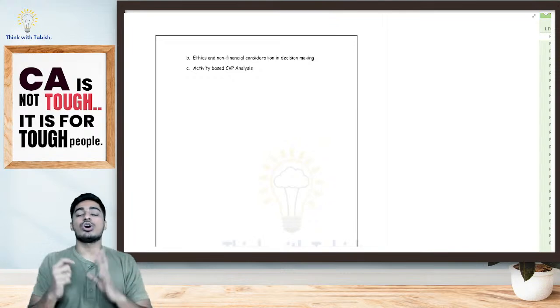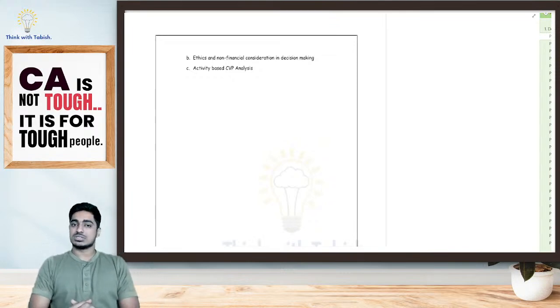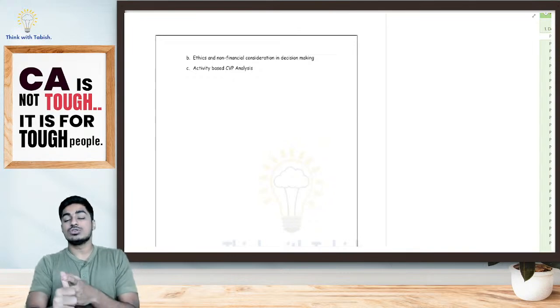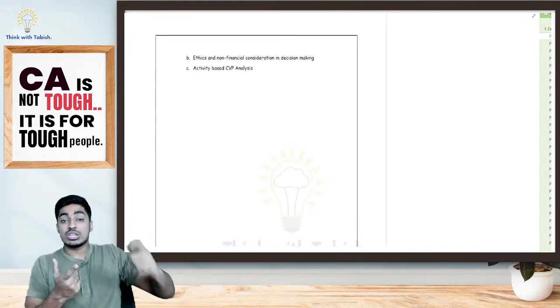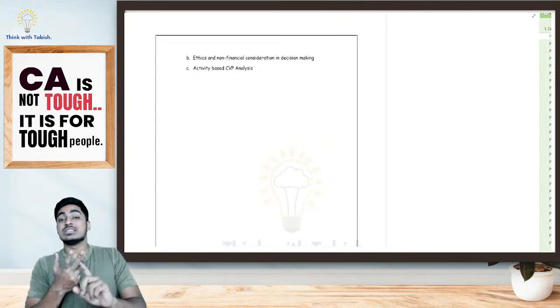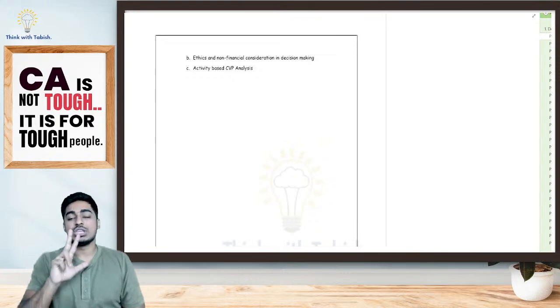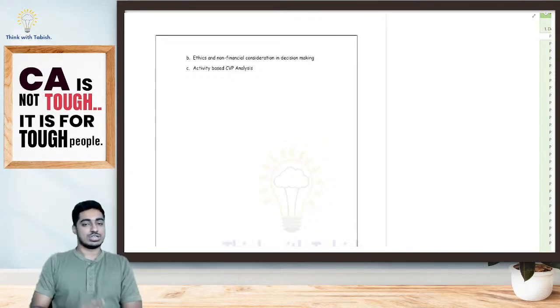Next, we told what all is included in marginal cost. Marginal cost includes the variable cost. It also includes the specific fixed cost or the additional fixed cost. Marginal cost also includes the opportunity cost. So three components of marginal cost: variable cost, specific fixed cost, and opportunity cost.